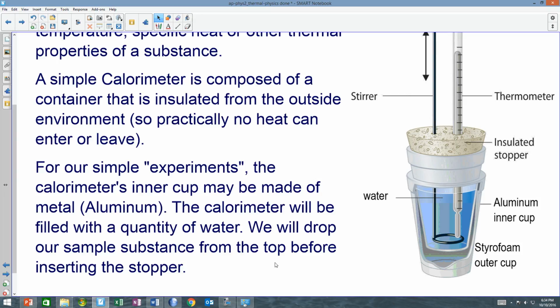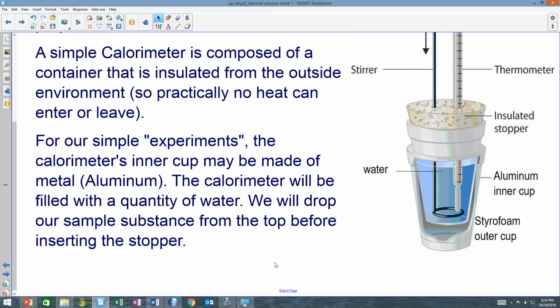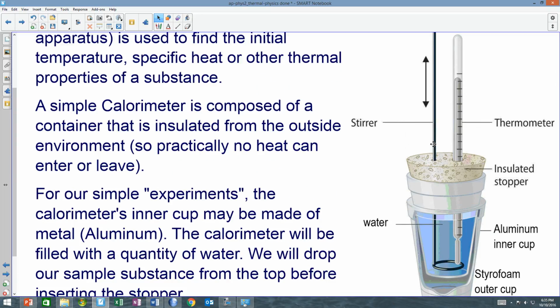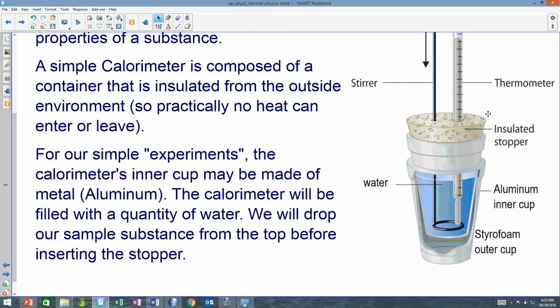So for our simple experiments, the calorimeter's inner cup may be made of aluminum. The calorimeter will be filled with a quantity of water. We will drop our sample substance from the top before inserting the stopper. So this is a stirrer right here. Usually we have an outer cup and an inner cup. Usually the outer cup can be steel, the inner cup can be aluminum. There's an air barrier between the two cups. Notice here in this case they're using styrofoam as the outer cup and aluminum as the inner cup.